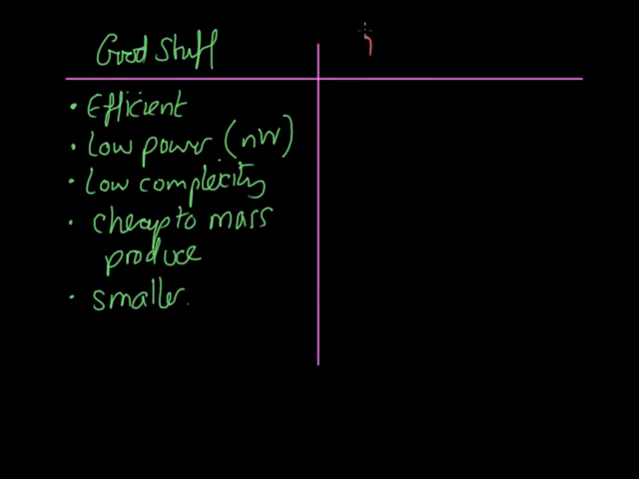Let's think about the bad stuff. So what's bad about microcontrollers and embedded systems? Right, okay, well, inherently, because they're very simple systems, they're actually quite difficult to write programs for.